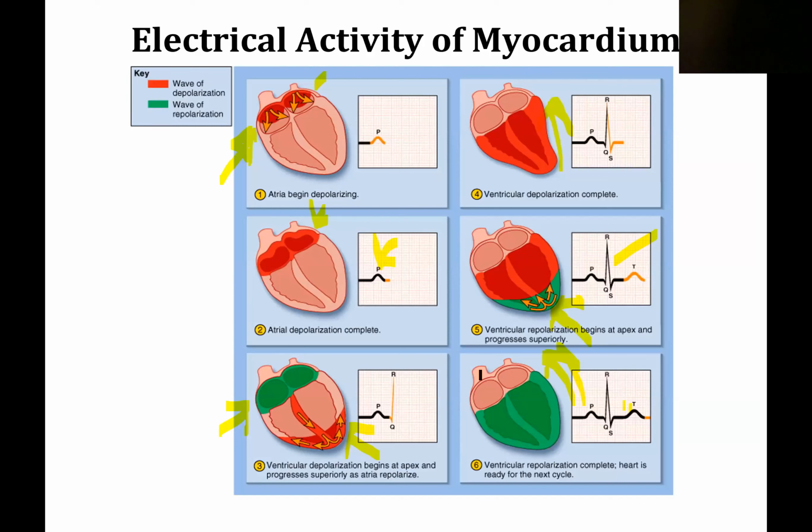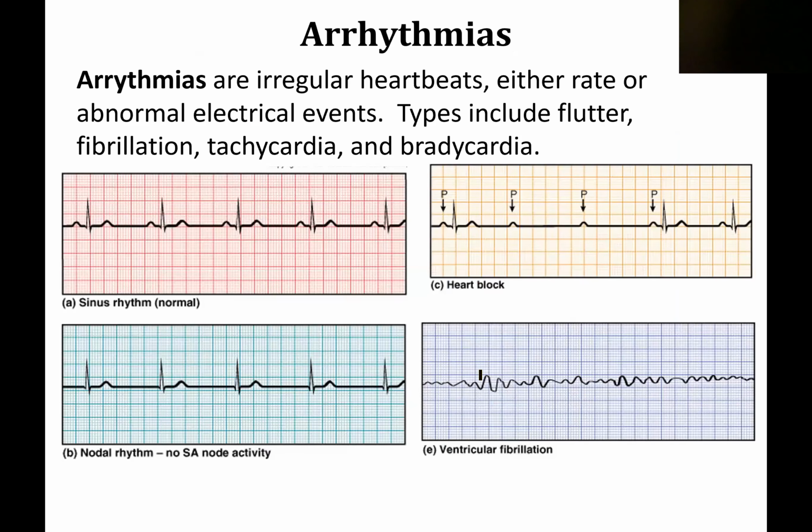Now, if this doesn't happen like it's supposed to, we call it an arrhythmia. With the arrhythmias, you have an irregular heartbeat. It either means that the rate is off, too fast, too slow, or you have abnormal electrical events. There are four categories of arrhythmias. We're only going to define two of them right now. The other two are discussed deeper in the chapter.